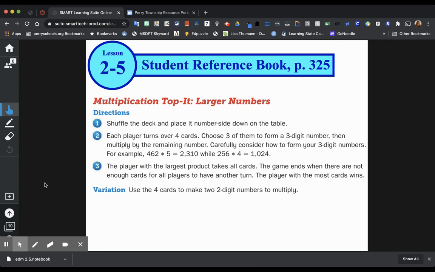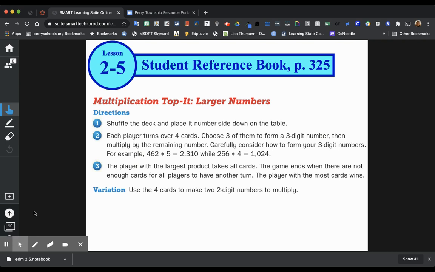The player with the largest product takes all the cards. The game ends when there are not enough cards for every player, and the player with the most cards wins. You can also do this using 4 cards to make 2-digit numbers to multiply. So you could do 2 digits times 2 digits if you want a little bit of an extension. If you're feeling like 3 by 1 is getting pretty easy and you want to extend your practice, do that variation.